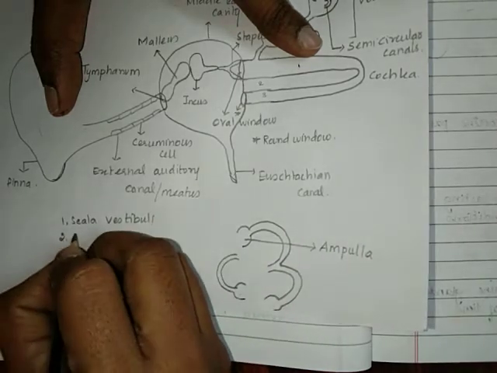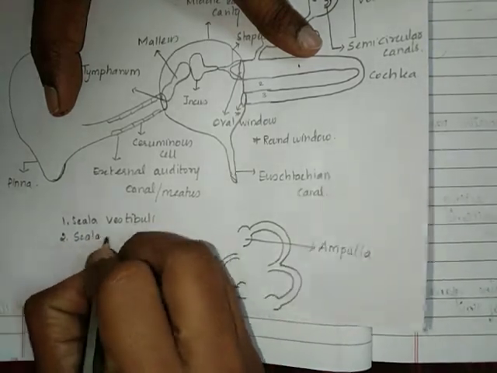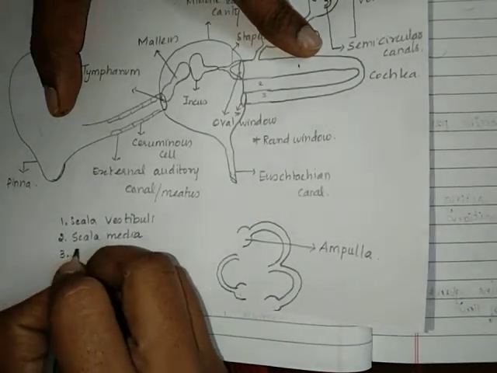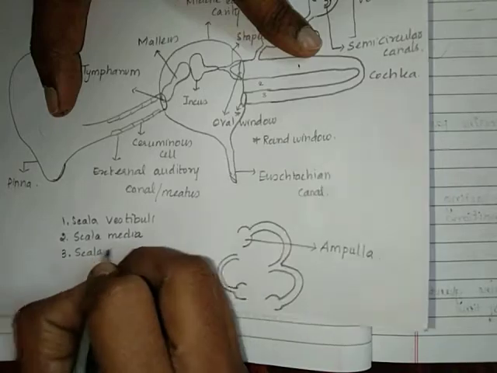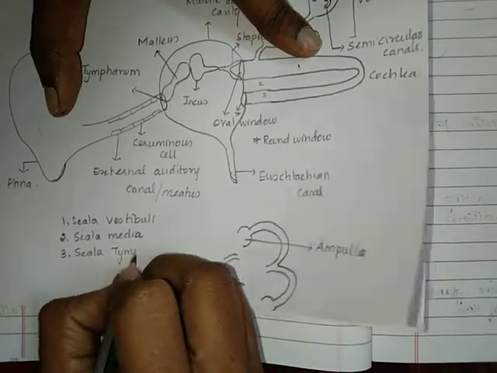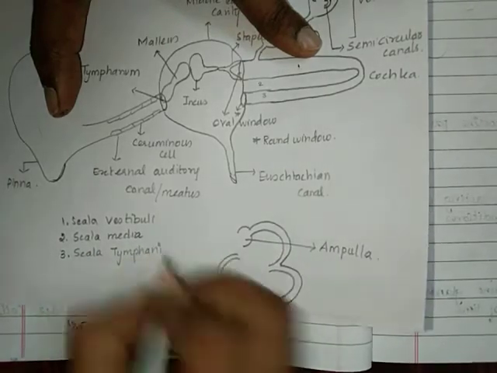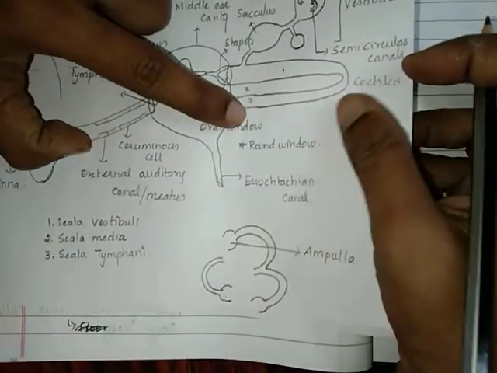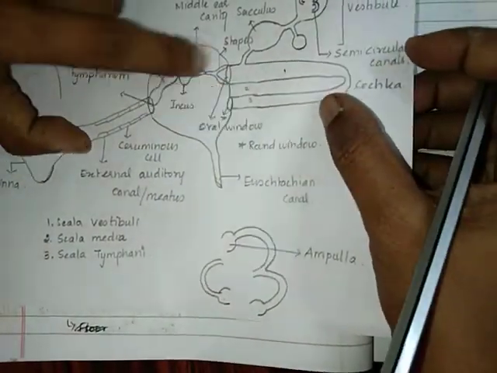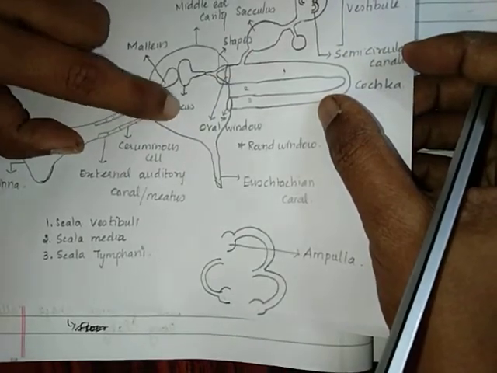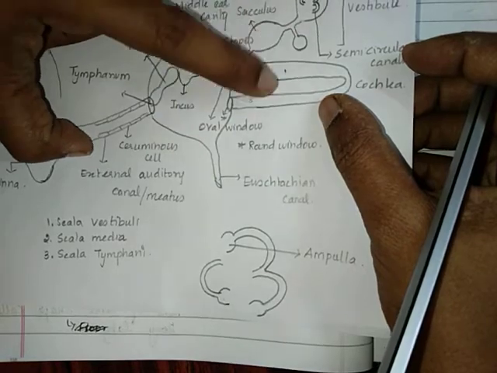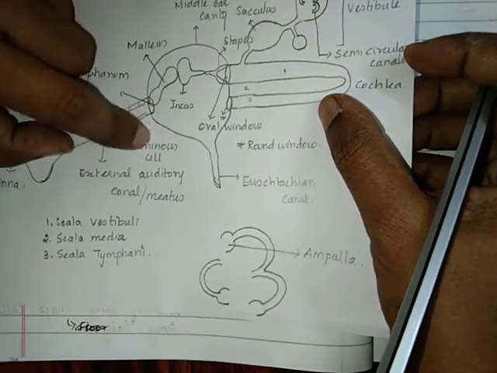Compartment number 2 is called the scala media. Compartment number 3 is called the scala tympani. So these are the three compartments within the cochlea. The cochlea is connected to the middle ear through the oval window and round window, as well as to the sacculus region. It is the connection between the ear parts.